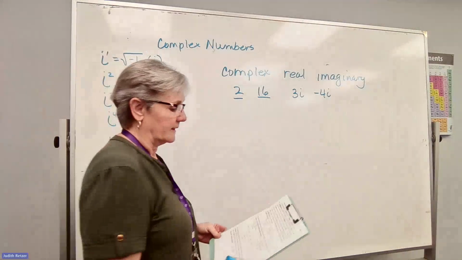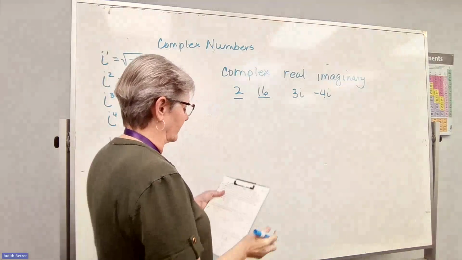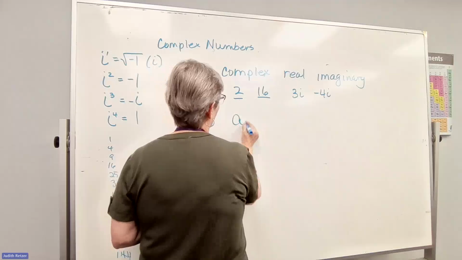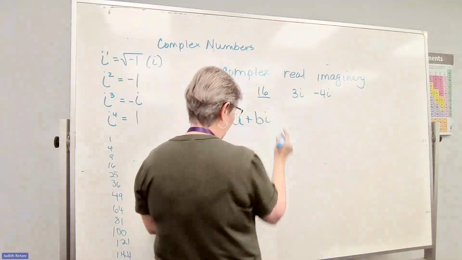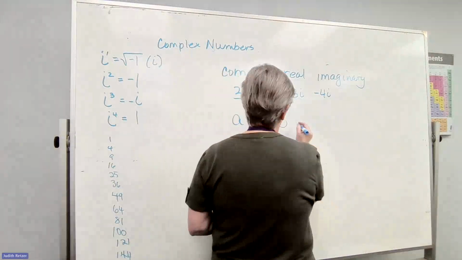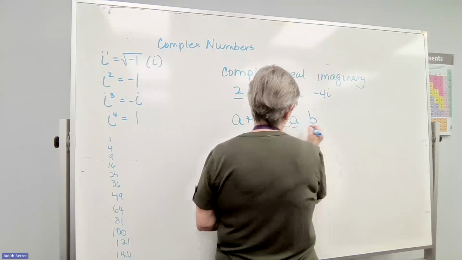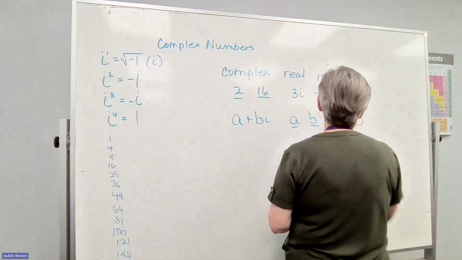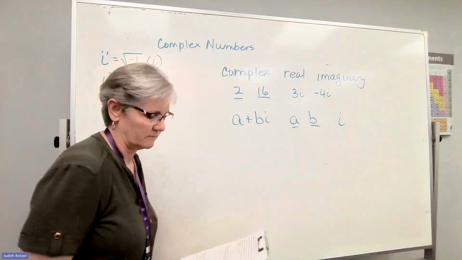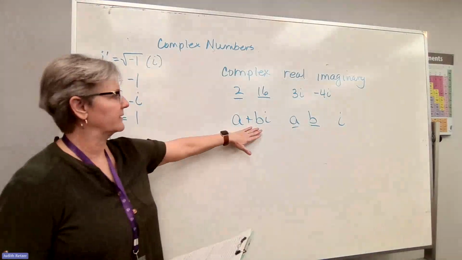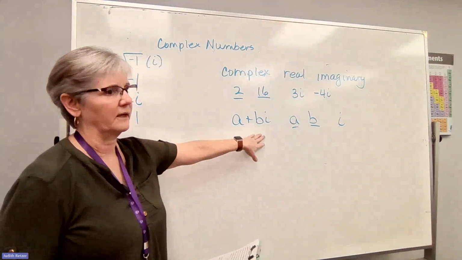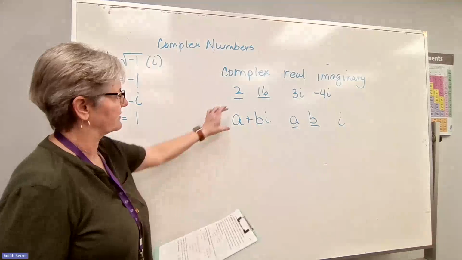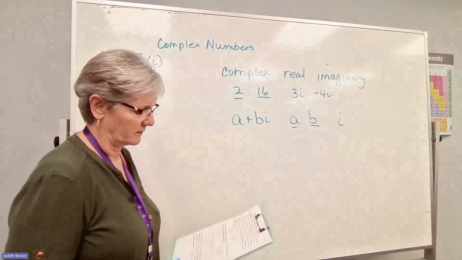So to define, a complex number is any number that can be written in the form a plus bi, where a and b are real numbers and i is the imaginary unit. Okay, a plus bi, or it could say a minus bi. It's a real component with an imaginary component.